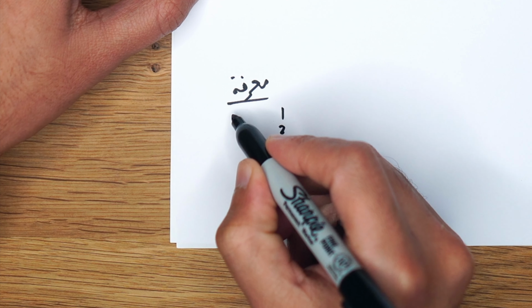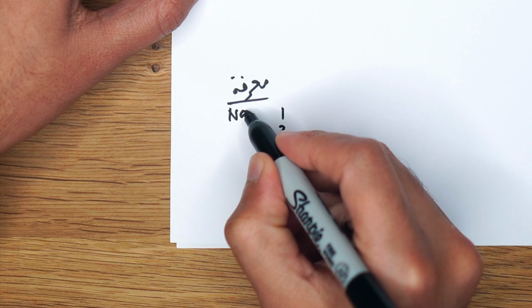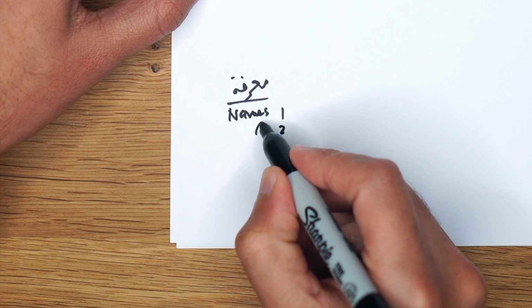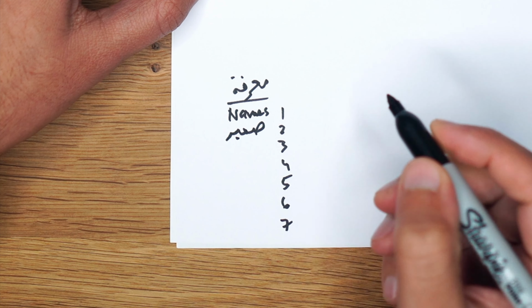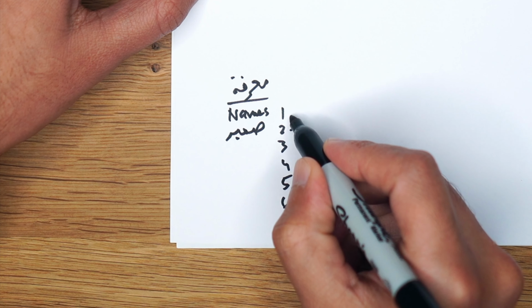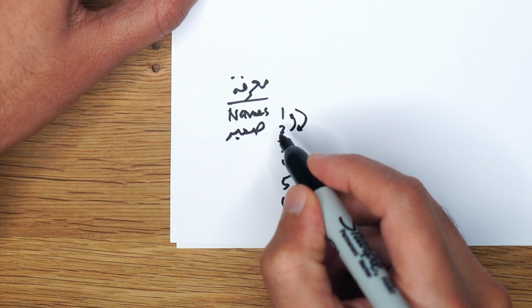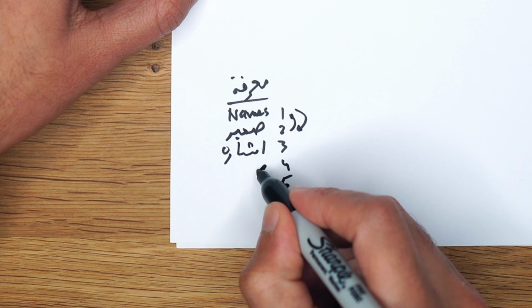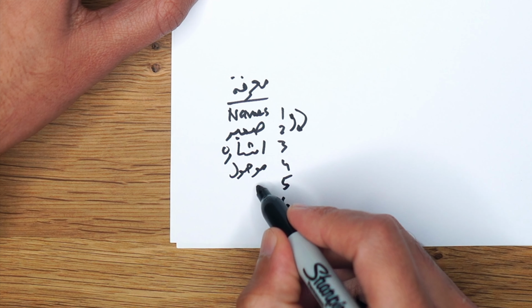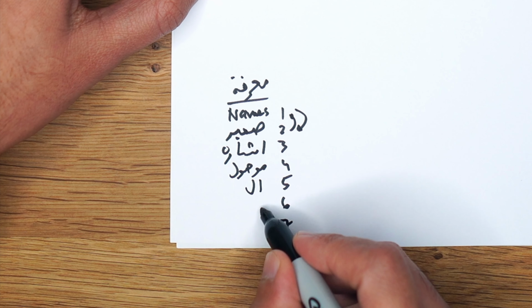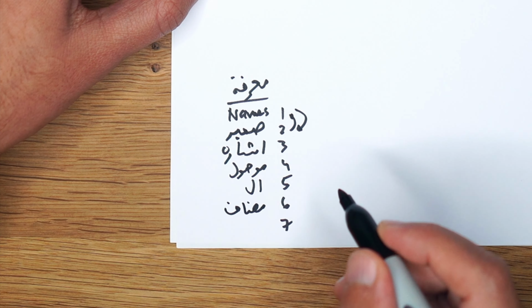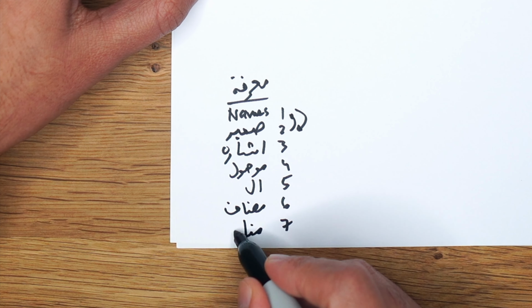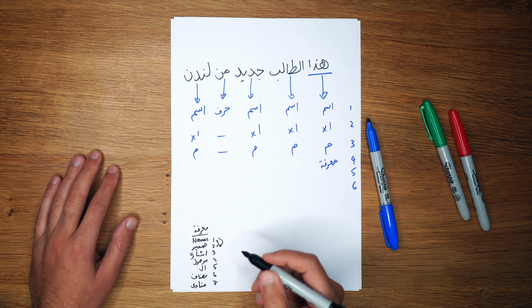So all proper names, all damirs. In fact, I should have started with damir first, but anyway, switch those around. Damirs, ism isharas, ism mawsools, any word that has an al on there, and anyone that's mudaf to the previous ones, and munada. These are the seven ma'rifas.